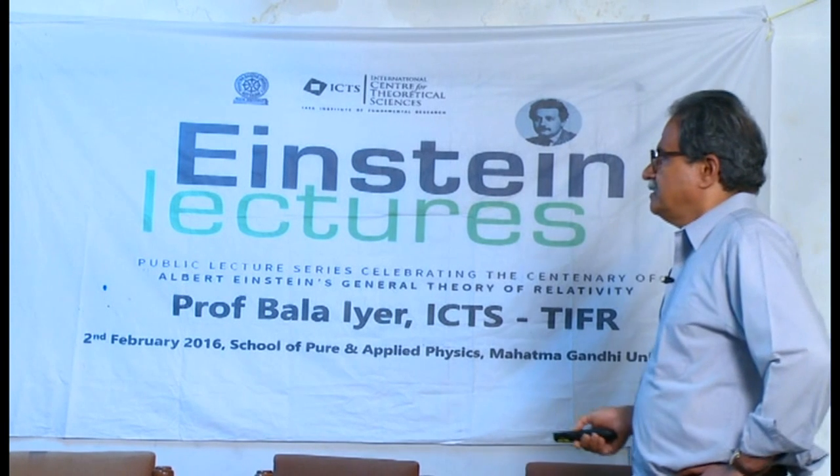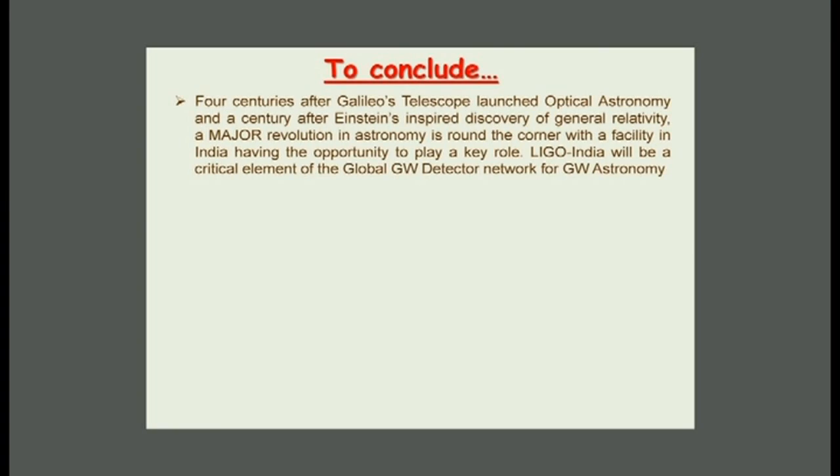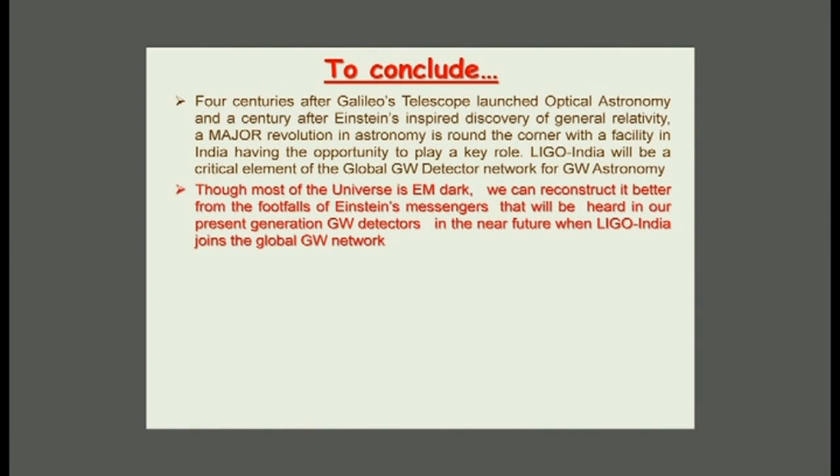So my last remarks: astronomy really began four centuries back when Galileo began with his telescope and started pointing it into the heavens. Einstein gave us the general theory of relativity about 100 years back, and I hope I have convinced you that a major revolution in astronomy is just around the corner, and the LIGO-India project will play a key role because it is an important element in the global network. I have also told you that there are many things in the universe which you cannot see by using electromagnetic radiation, and you can only reconstruct them by the gravitational interaction, because everything has gravitational interaction.